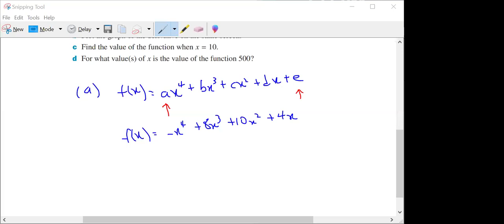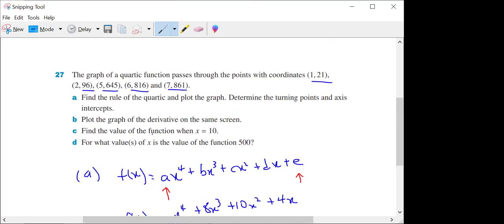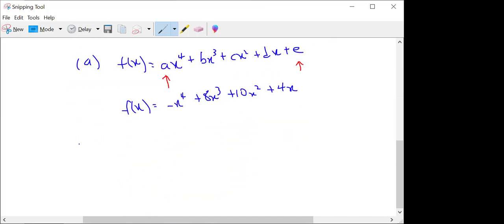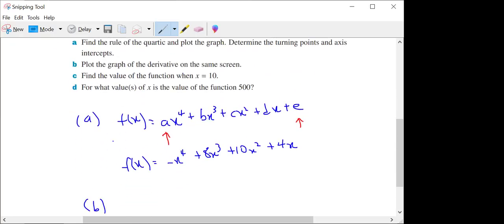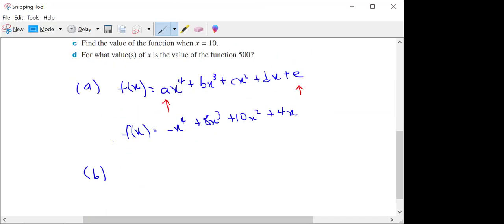Sorry, let me share my screen there. Yep. So that's part A. And then you just need to copy the graph from the calculator to finish off part A. And then part B was to copy the derivative function onto the graph as well from the calculator.